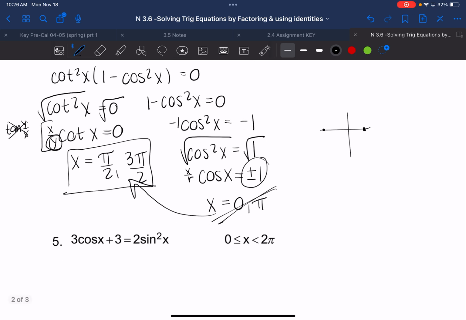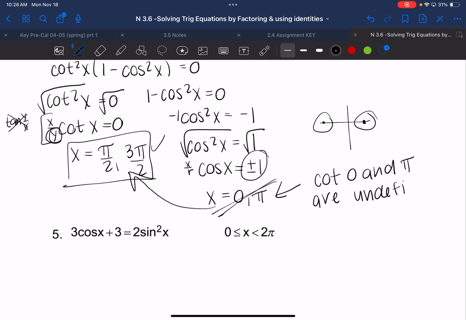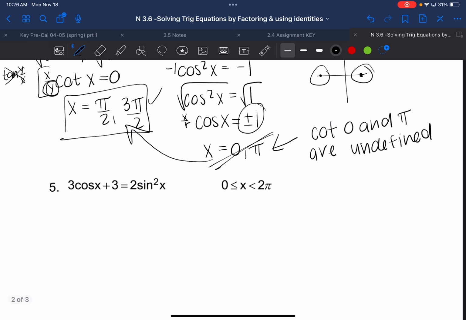All right. Because we said it did work here, but we said it wouldn't work here because that would be undefined, right? We'd end up with 0 in the bottom of a fraction. So if you want to make a little note, that's why we're saying can't use these because cotangent of 0 and pi are undefined. So it would just be the pi halves and 3 pi halves would be our only answers that we would use. All right. Okay, let's look at number 5.